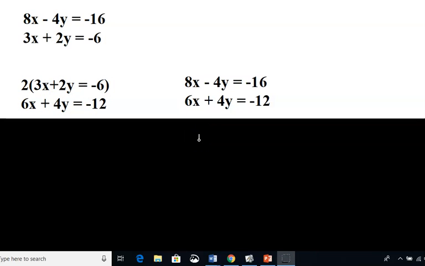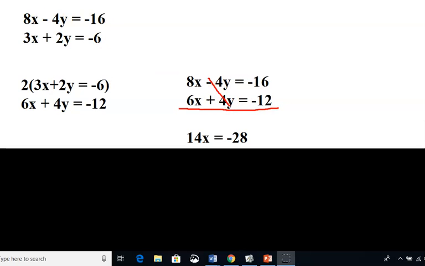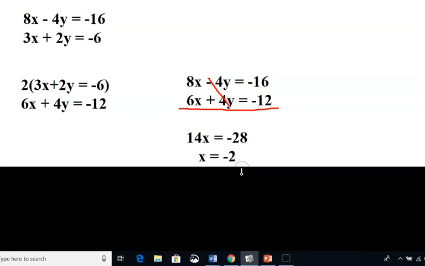I start working the problem by rewriting the original problem. So I rewrote the 8x minus 4y equals negative 16. And I took my new equation and put it underneath. So we're ready to go again. Draw the line and start combining things in their columns. And we notice that a negative 4y and a positive 4y definitely will cancel. And I'm going to start adding my other pieces. So 8x and 6x gives me 14x. Negative 16 and negative 12 is a negative 28. Continue, divide negative 28 by 14, and the answer is negative 2.